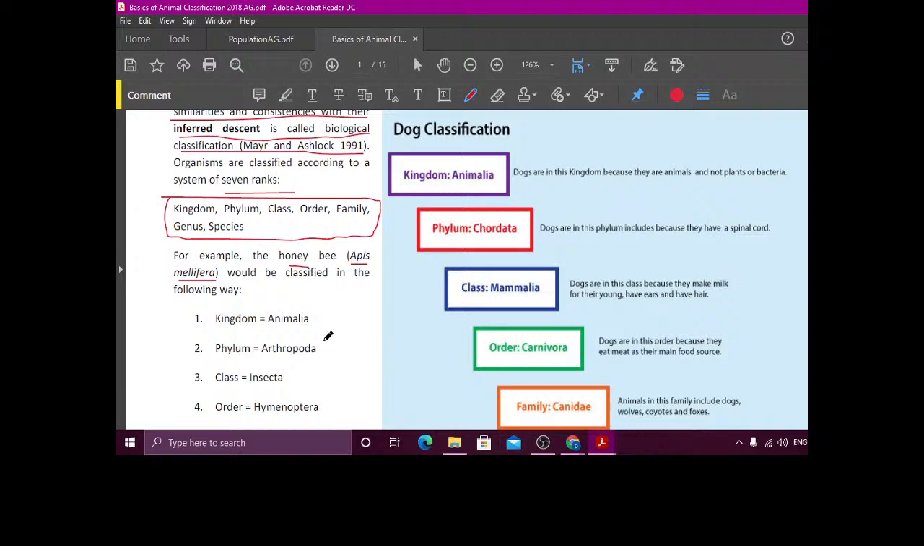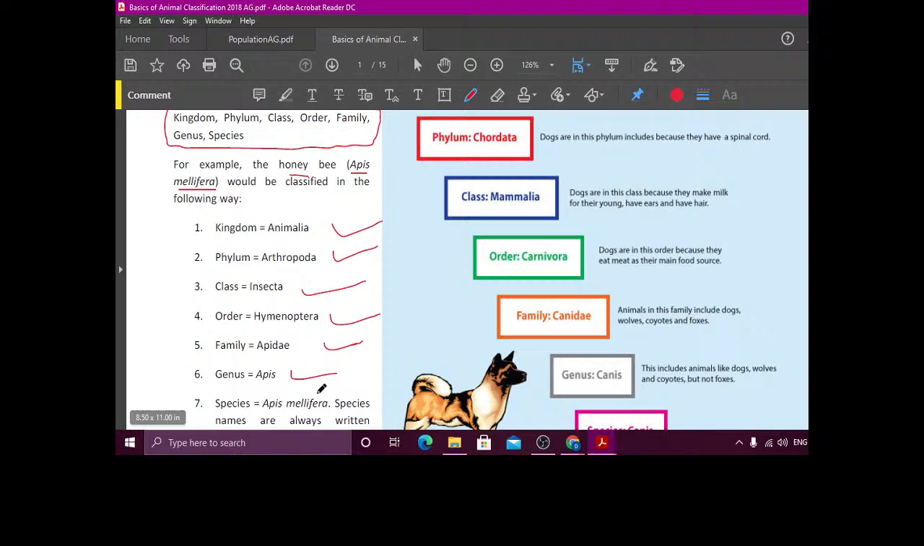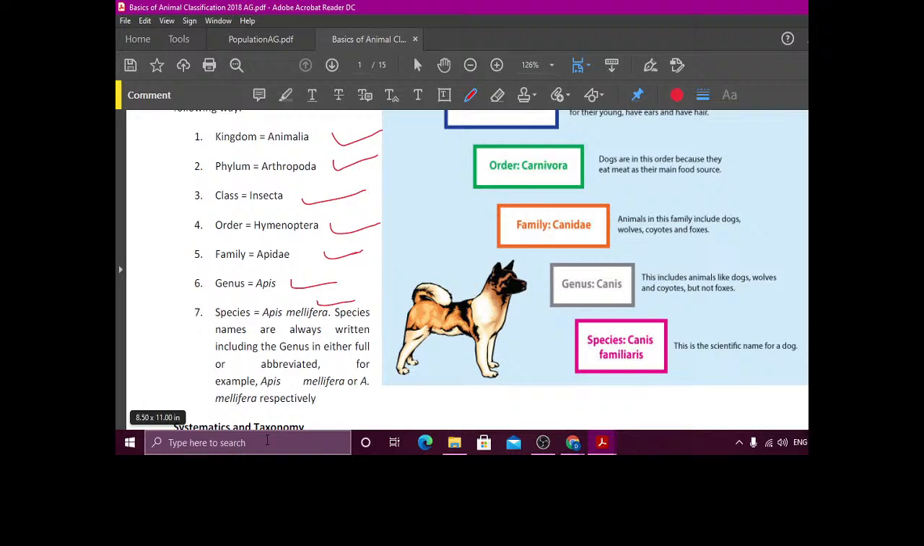It belongs to the kingdom Animalia. It is the phylum Arthropoda. It is the class Insecta, order Hymenoptera, family Apidae, genus Apis, and species Apis mellifera. There are other species like Apis indica and several other species. So let us look at that of the dog.